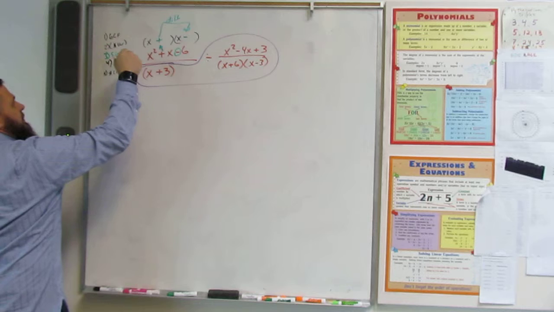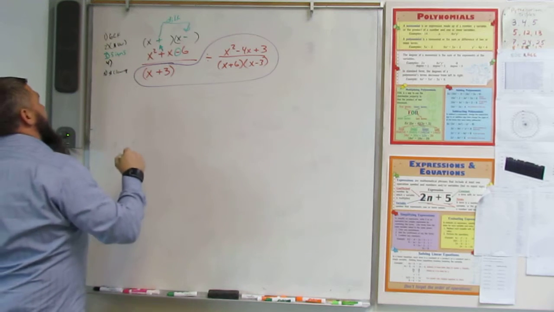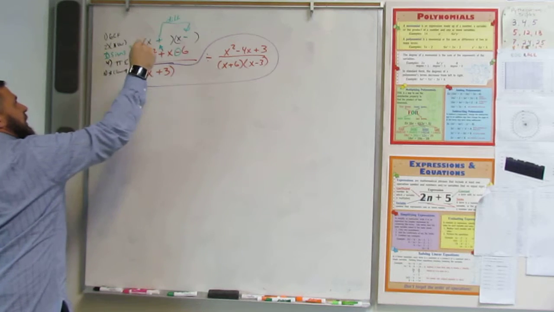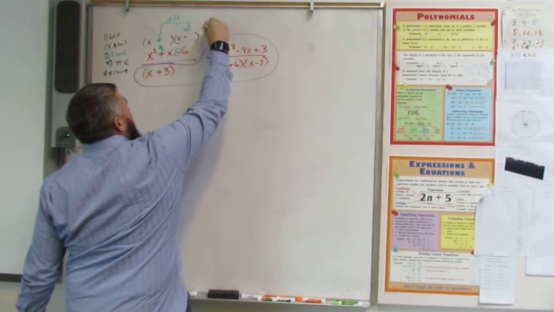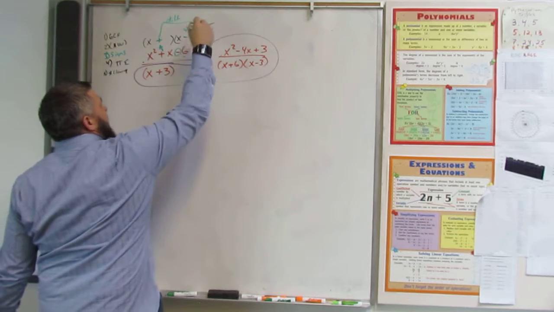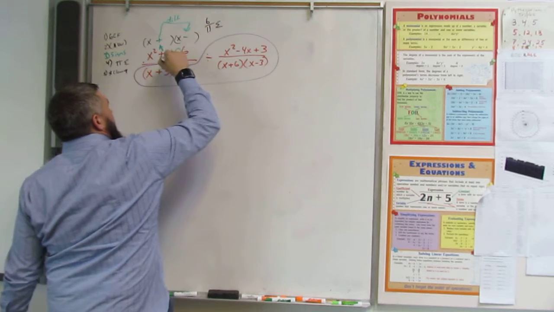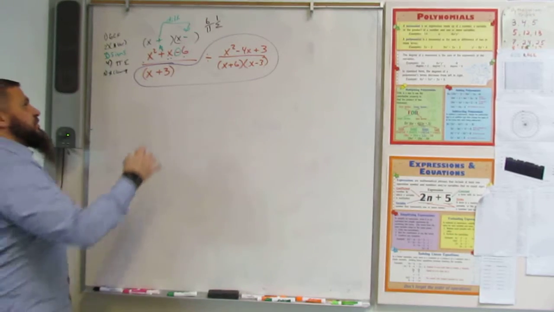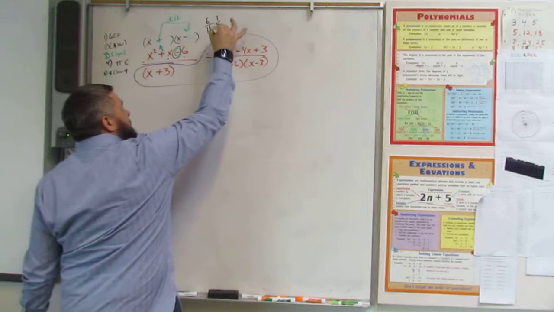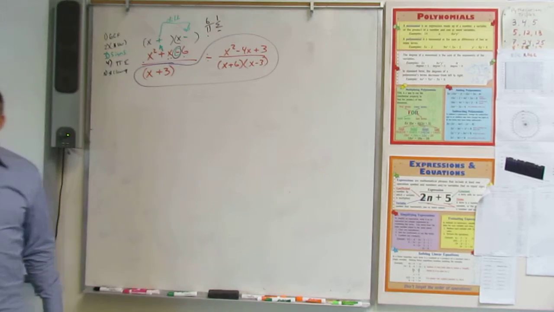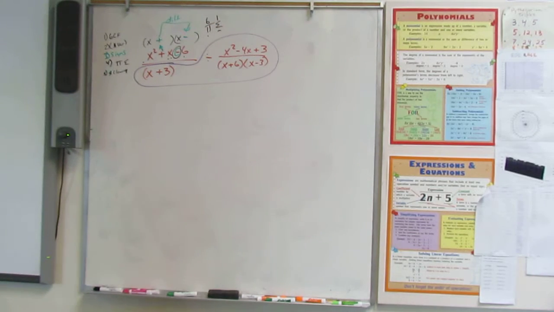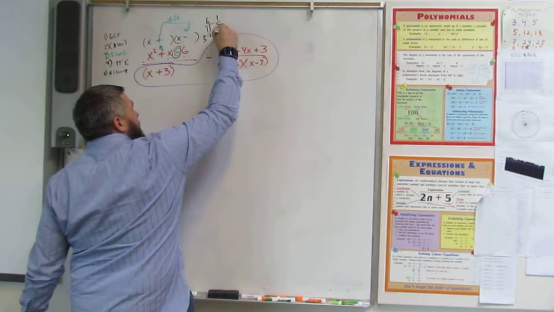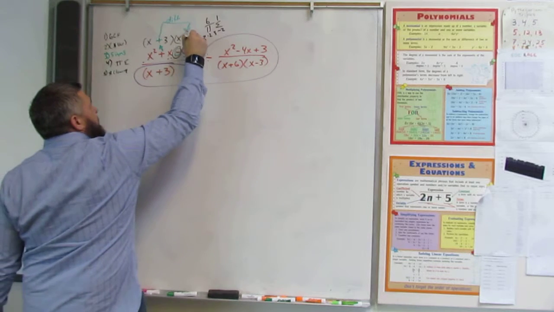Step 4 is product and sum. So my product is the first times the last, which is 6. And my sum is the middle, which is 1. And what I'm doing in the sum, I'm subtracting. So I need two numbers that multiply to be 6 but subtract to be 1. 3 and 2. So I plug in 3 and 2. I'm good.